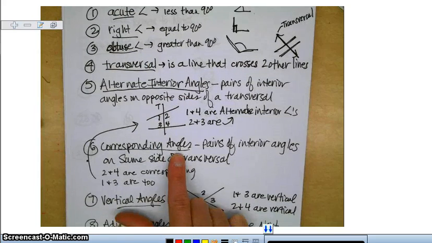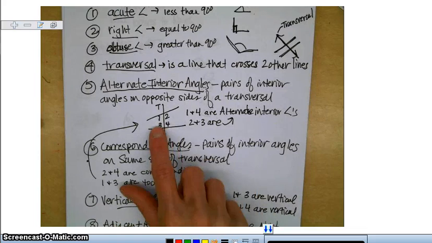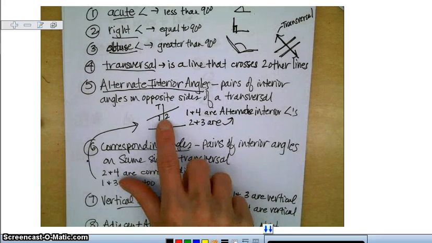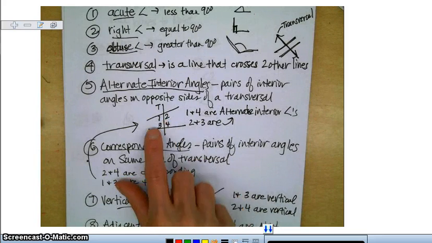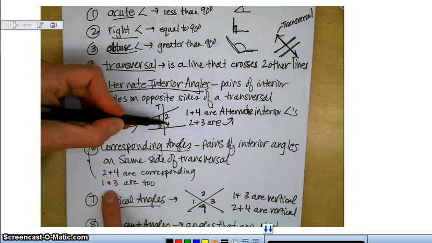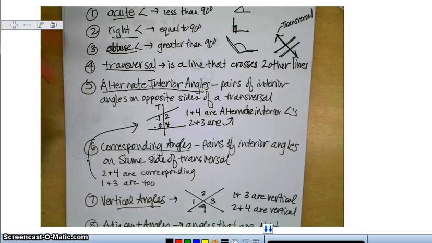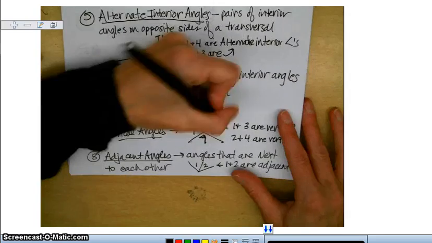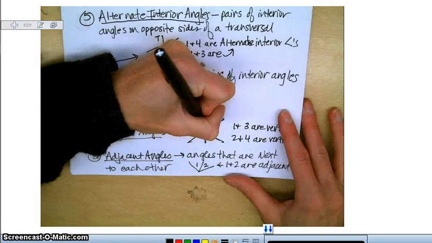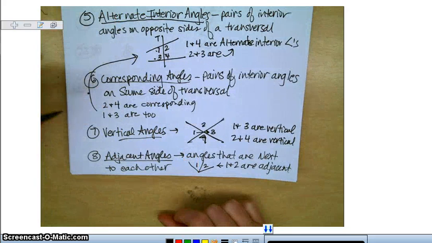Corresponding angles are angles on the inside that are on the same inside of the two lines that the transversal crosses, but they're on the same side. So 2 and 4 are corresponding angles, and 1 and 3 are also. Okay, vertical angles, if you have two lines that cross, vertical angles are the ones opposite each other. So 1 and 3 are called vertical angles, 2 and 4 are called vertical angles.